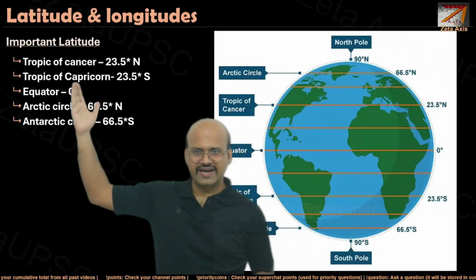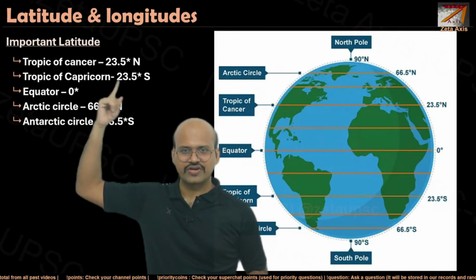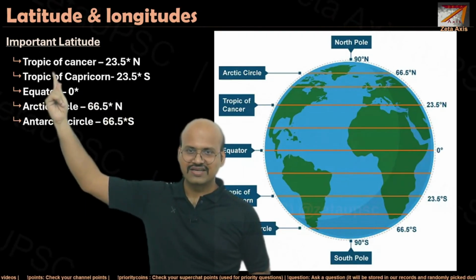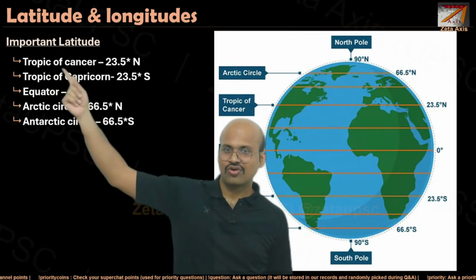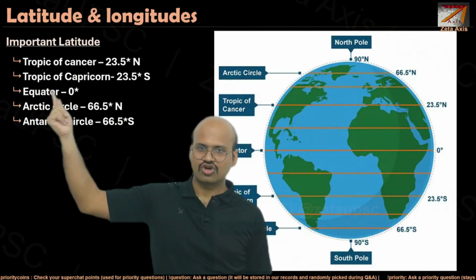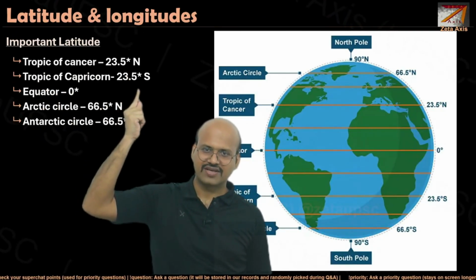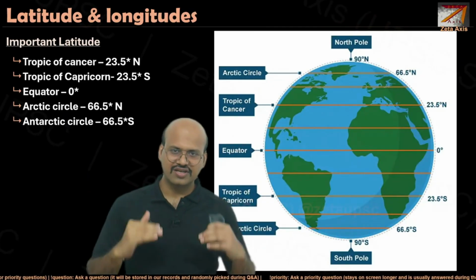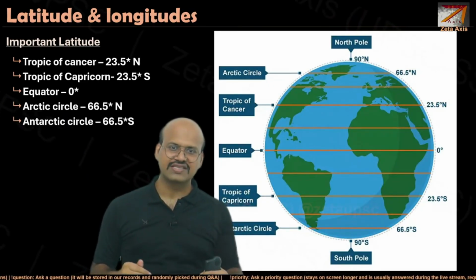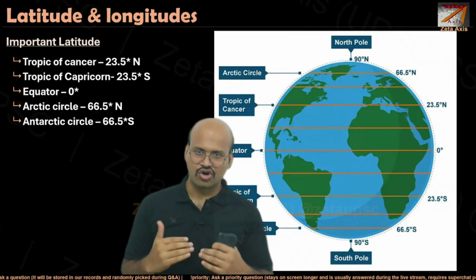These are the important latitudes. We already know the Tropic of Cancer, 23.5 degree north. This is the region where the sun is highest. The sun does not go above this. This is the Tropic of Capricorn, 23.5 degrees south. This is the southernmost latitude over which the sun goes. It does not go beyond this.